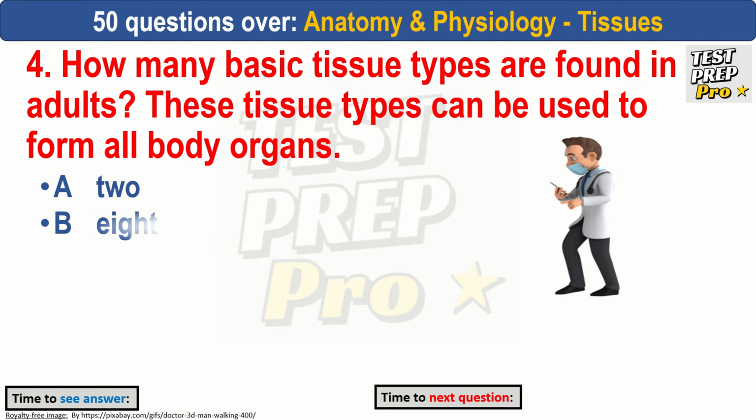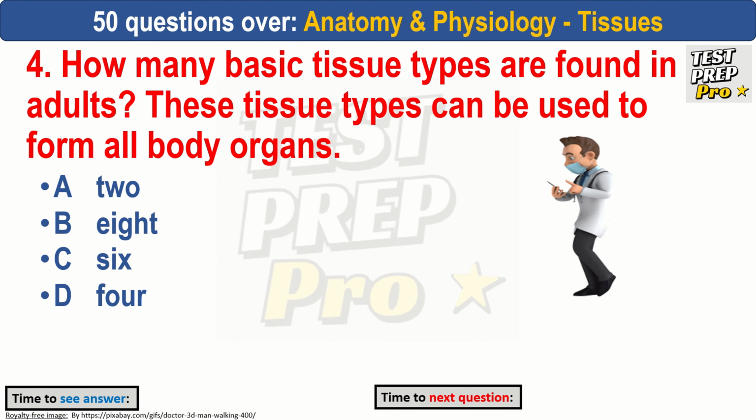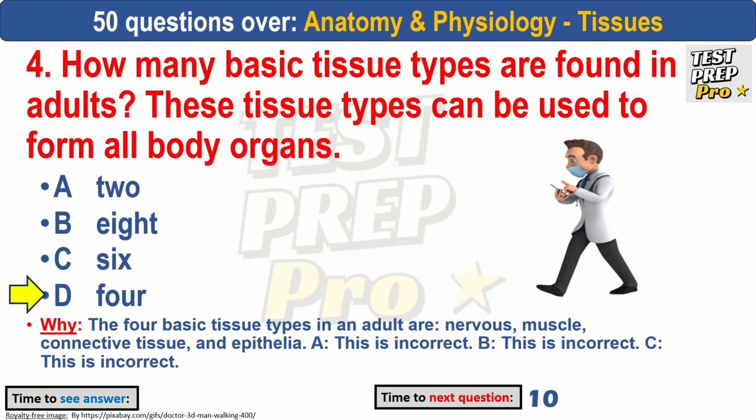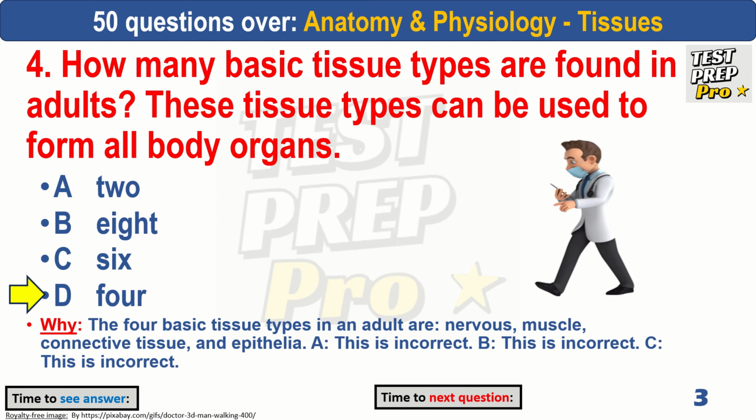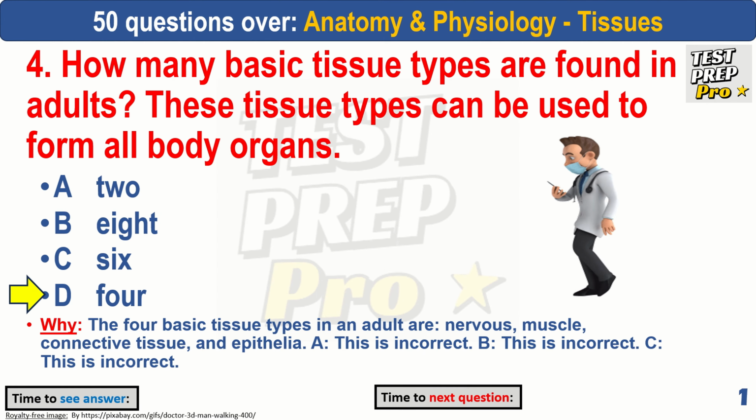How many basic tissue types are found in adults? These tissue types can be used to form all body organs. Is it 2, 8, 6, or 4? The answer is 4. The main tissue types are nervous, muscle, connective tissue, and epithelia.